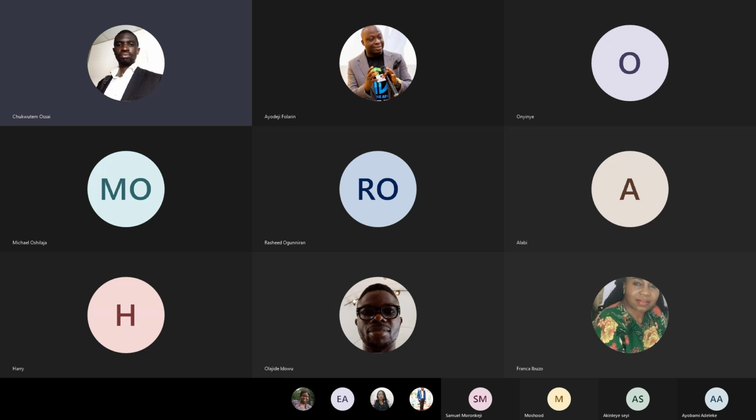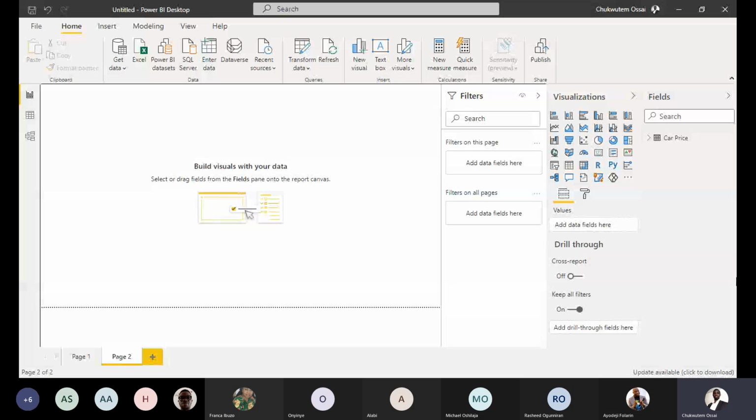All right. Now, here is a sample data set that has to do with car price. We want to determine the effect of some parameters. Let me open this up so that we'll see some of the parameters.